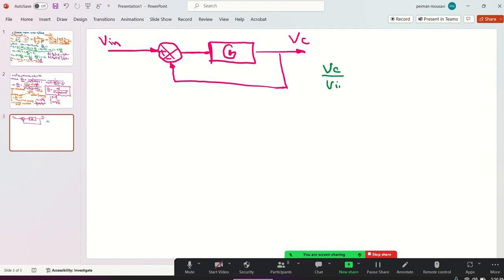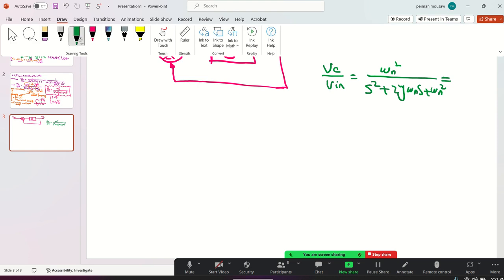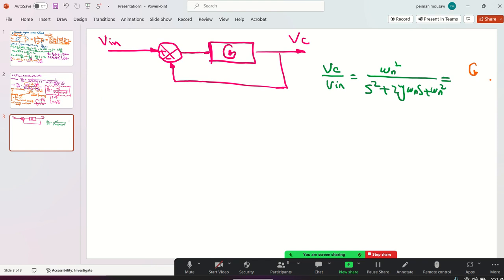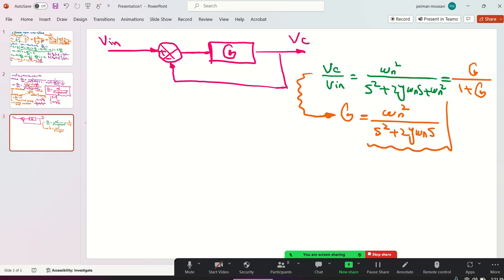VC over Vin was omega n square over s square plus 2 zeta omega n s plus omega n square. How to find this? I taught you a million times. From the general formula, what's that? G over 1 plus G. I'm skipping the math, I know it from my mind. If you do that from here, you find G is gonna be omega n square over s times (s plus 2 zeta omega n). Don't put this one here. You have to put G. Here we go. You got it, everybody? I'm gonna do it on Simulink the next class. Don't worry. Okay?